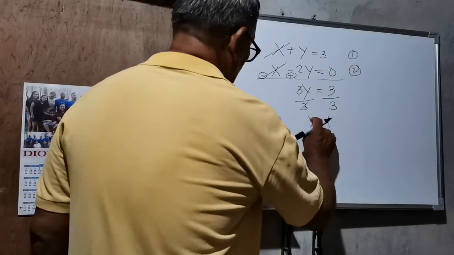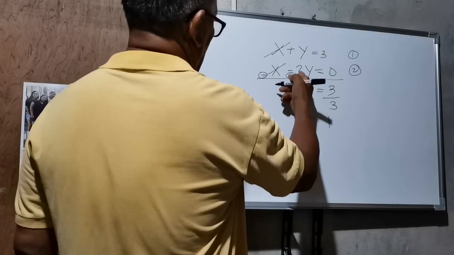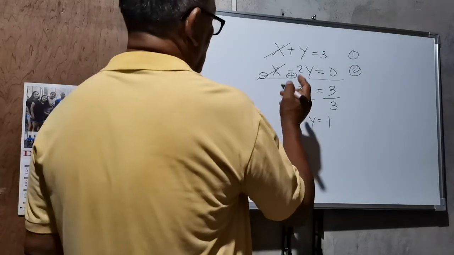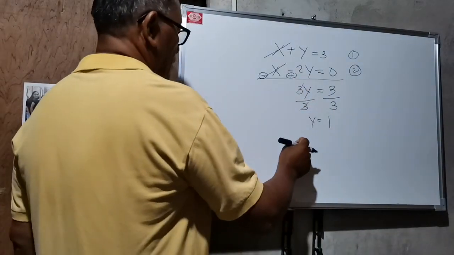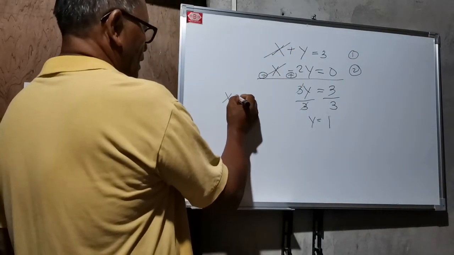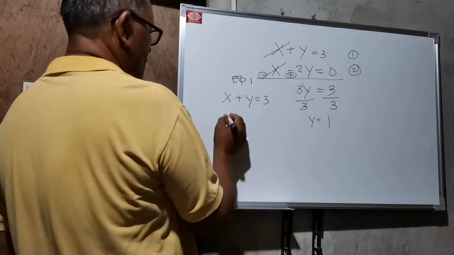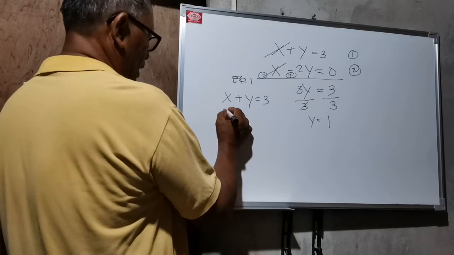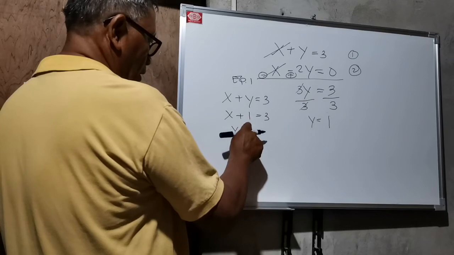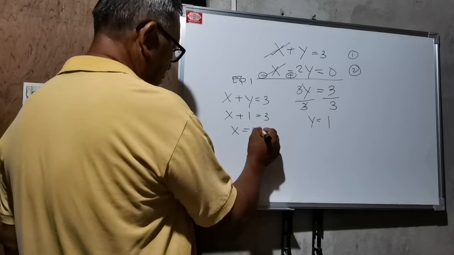Now we are going to solve the variable x, using either equation 1 or equation 2. We are going to solve both equations in solving for the variable x. Using equation 1, x plus y equals 3. The value of y is positive 1, thereby x plus 1 equals 3. For x, we are going to transfer 1 to the right side of the equation, equals 3 minus 1.